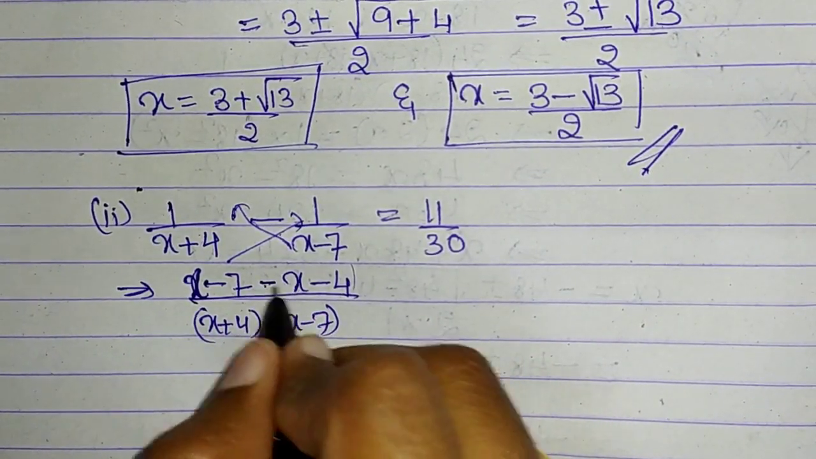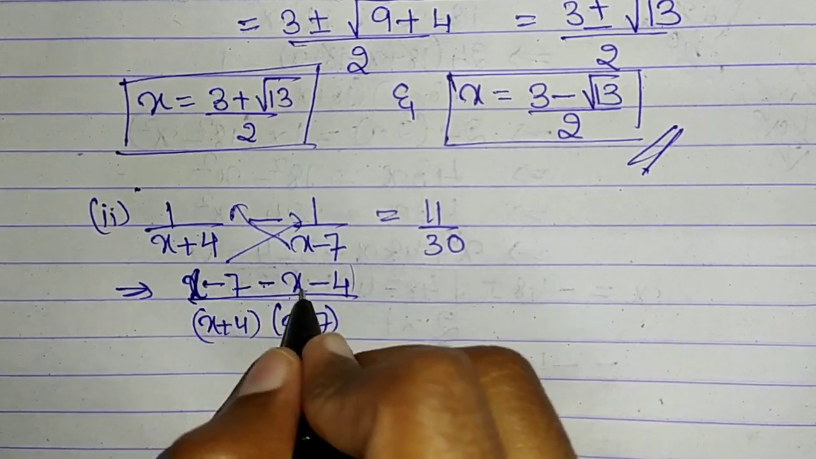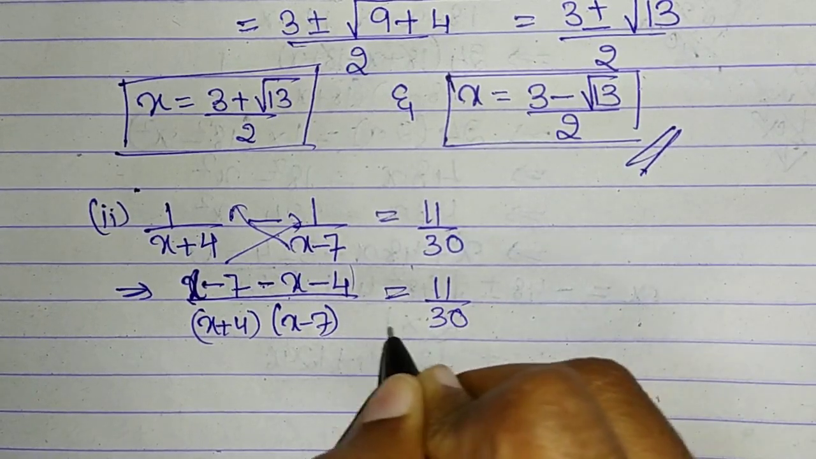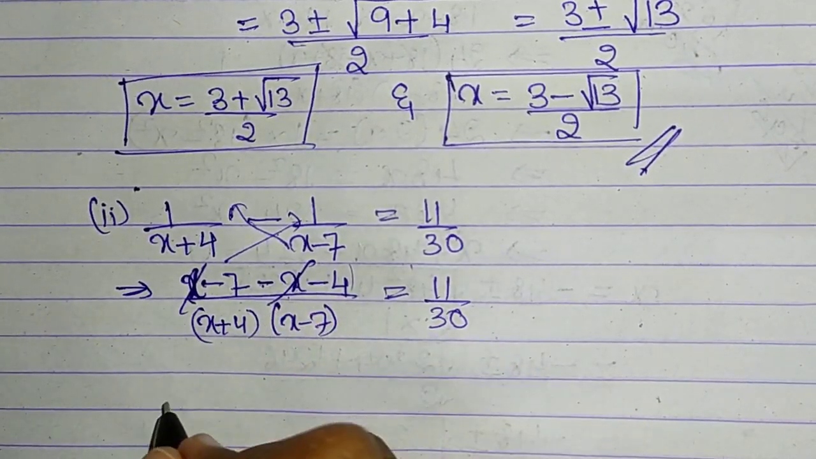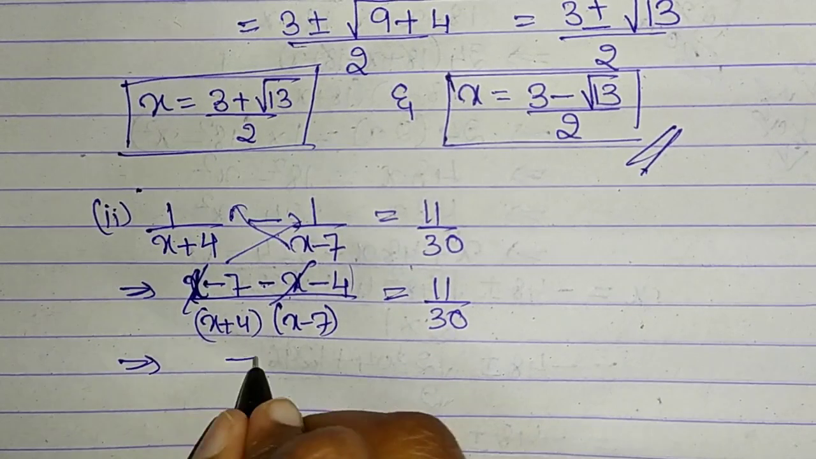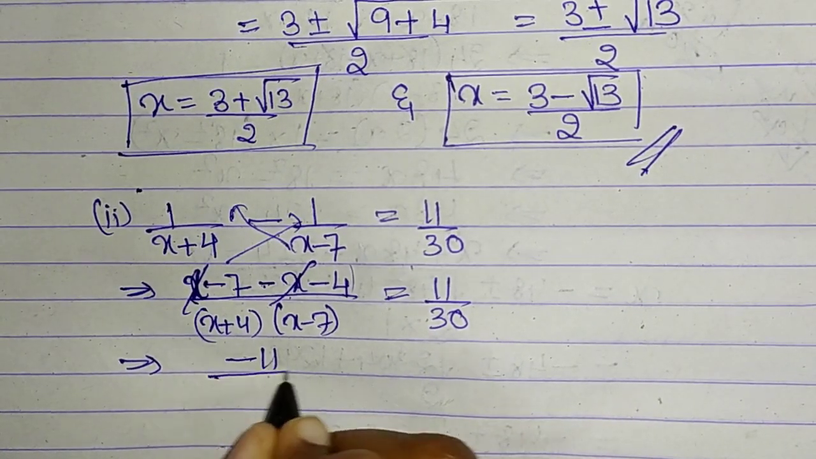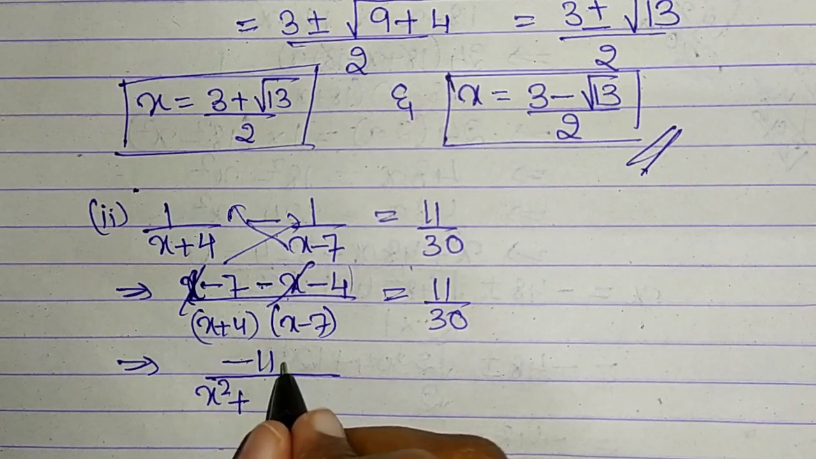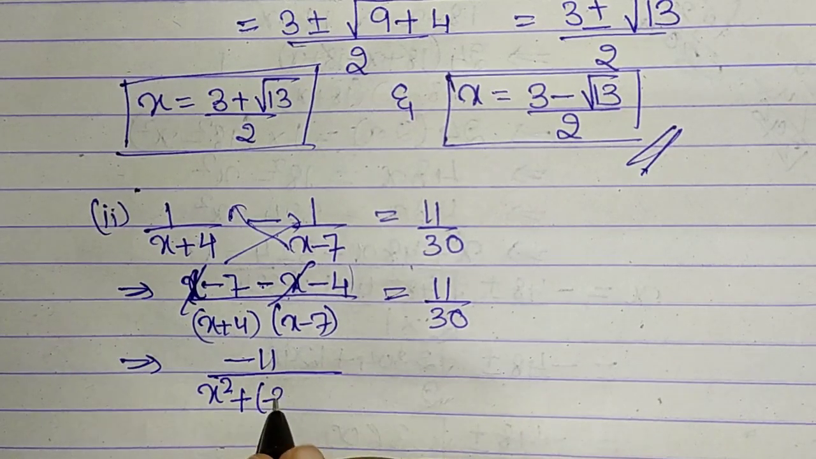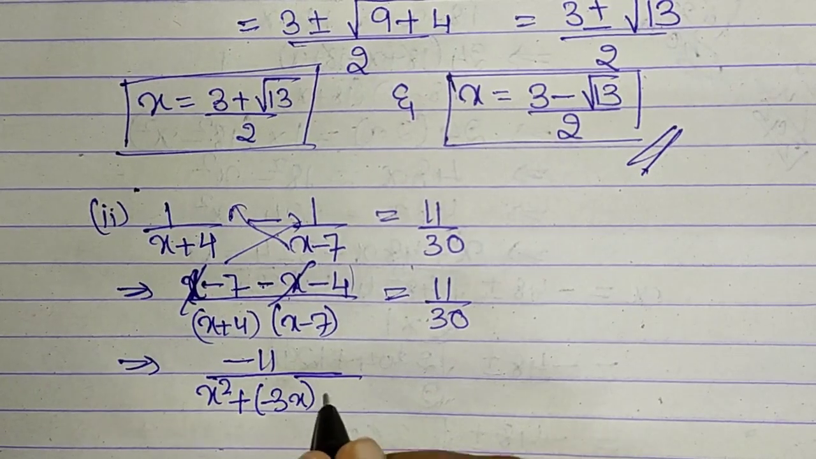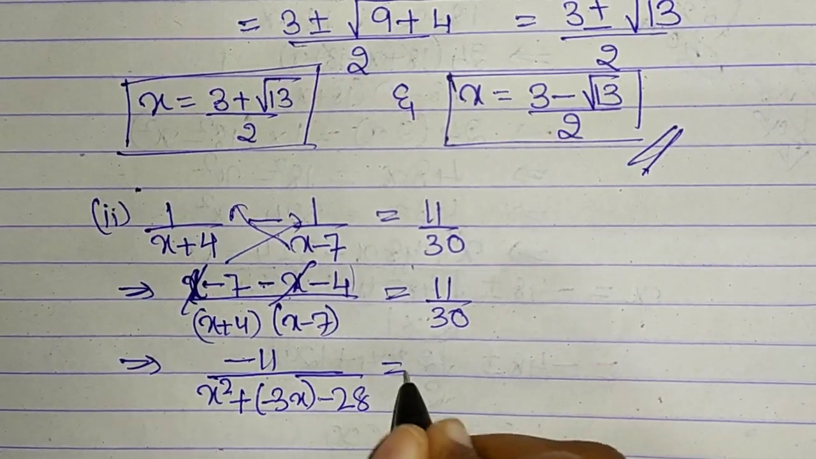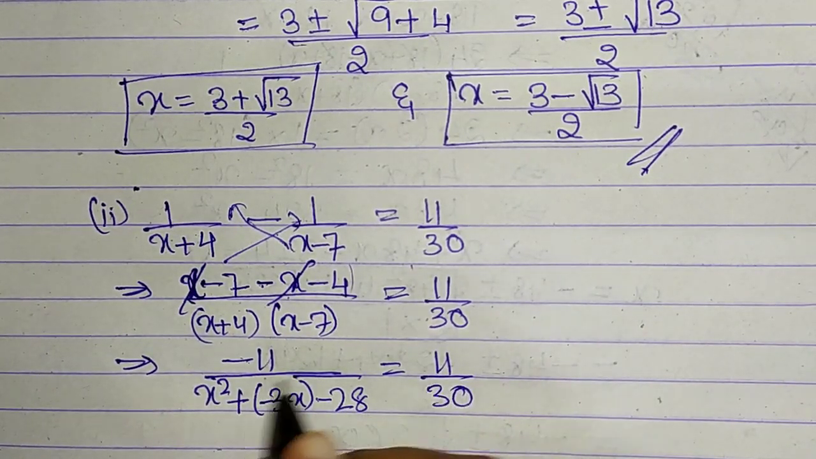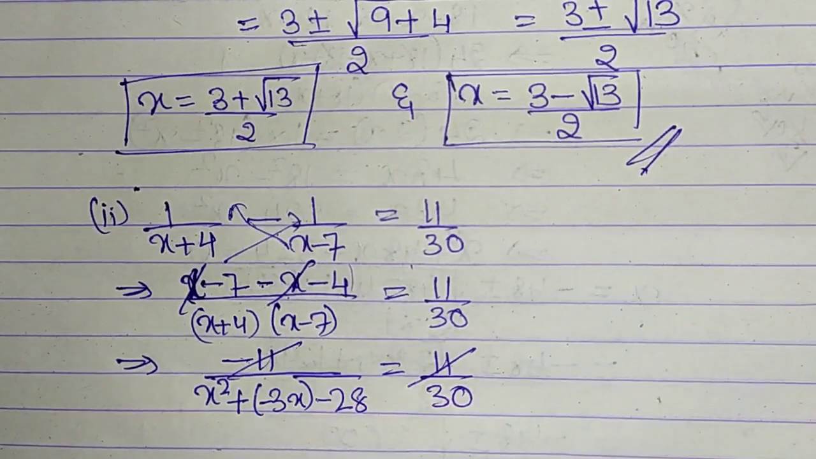On opening the brackets, minus plus minus x minus into plus 4 minus 4, which is equal to 11 by 30. So x minus x cancels each other. What remains is minus 11 whole divided by x square plus 4x minus 7x, which is minus 3x minus 28 is equal to 11 by 30. Since 11 and 11 are on the numerators on either sides of the equation, they cancel each other.